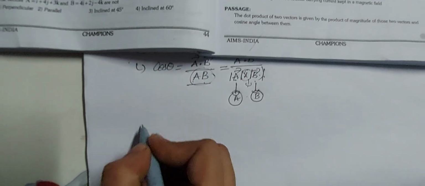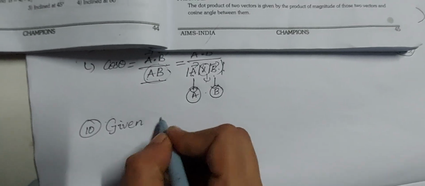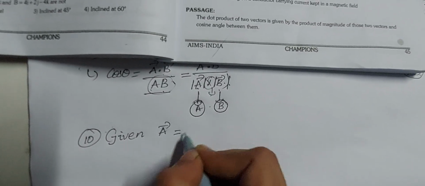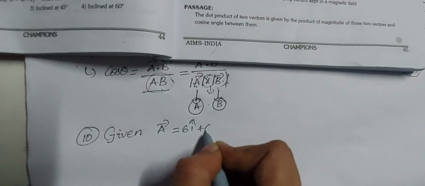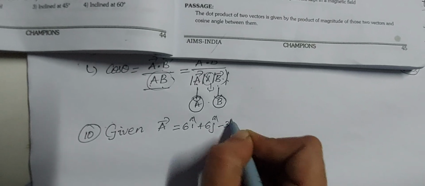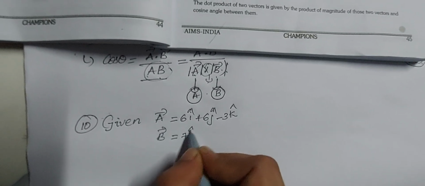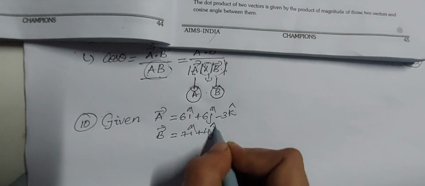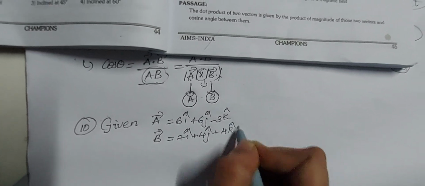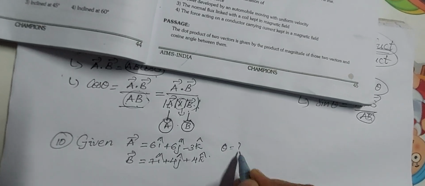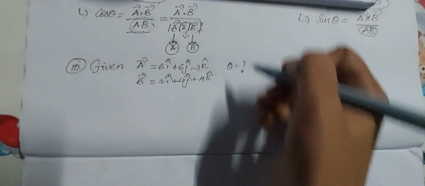So let us find out how to solve this. Here let me write the first step. I have written the question number according to my book, and let me write the given data. Given: the first vector is 6i cap plus 6j cap minus 3k cap, and the second vector is 7i cap plus 4j cap plus 4k cap. Now what is the first step? To find out what we need to find. Our finding term is the angle between the two vectors.